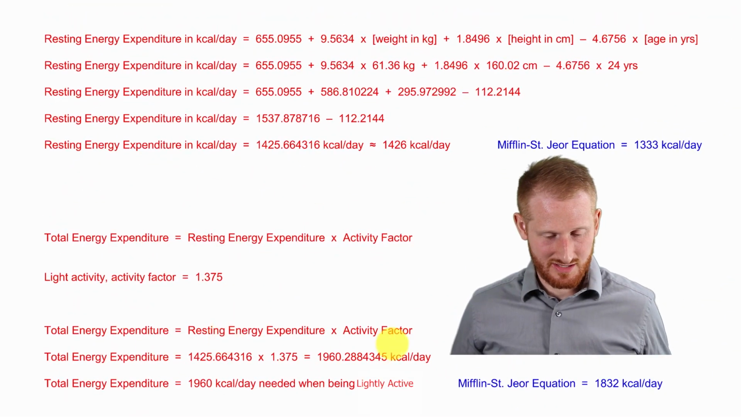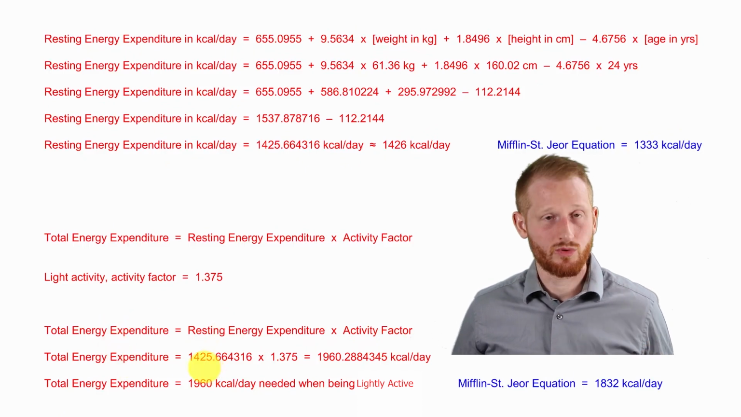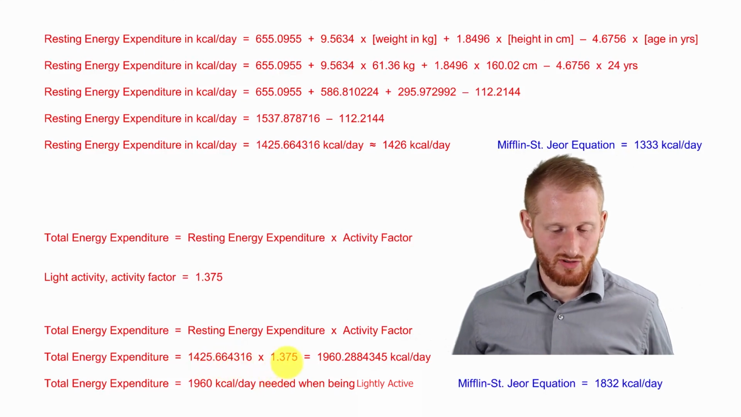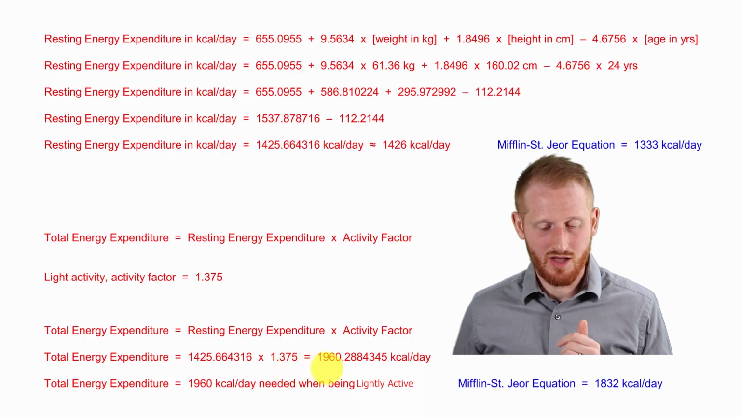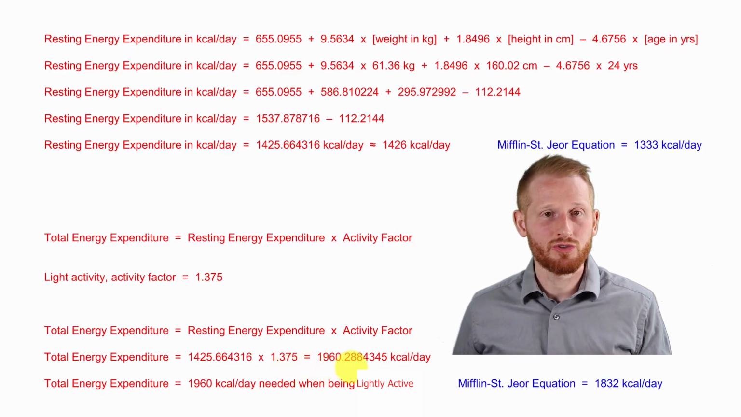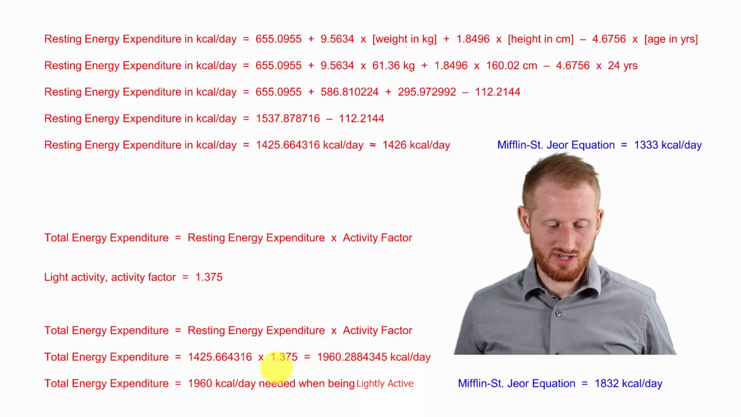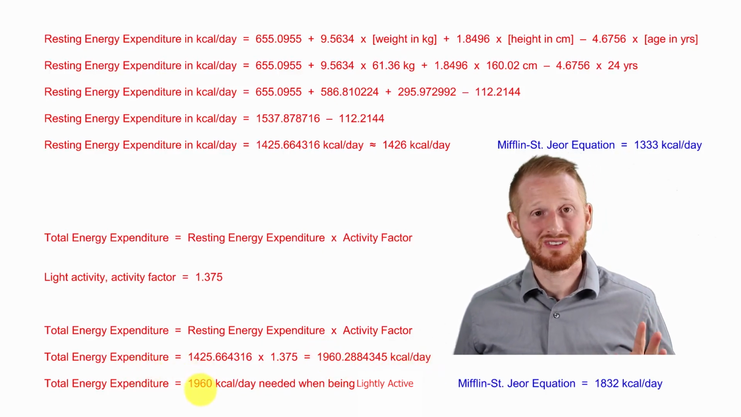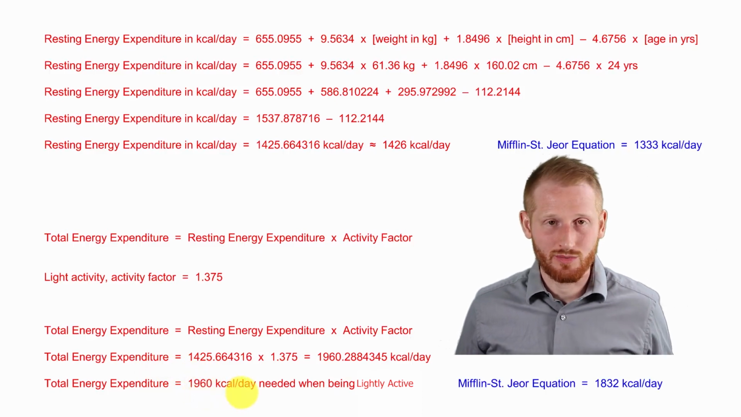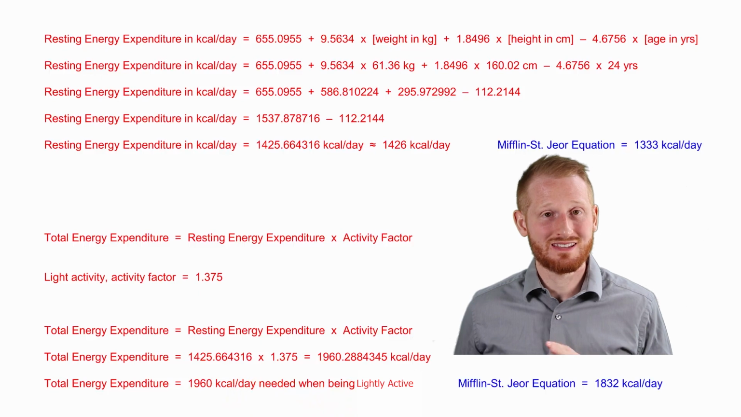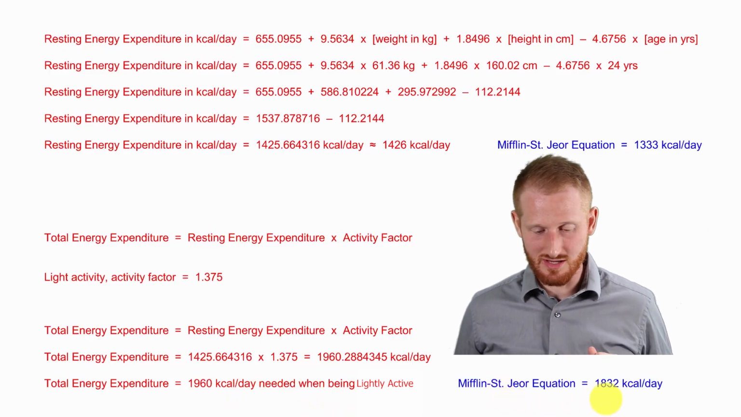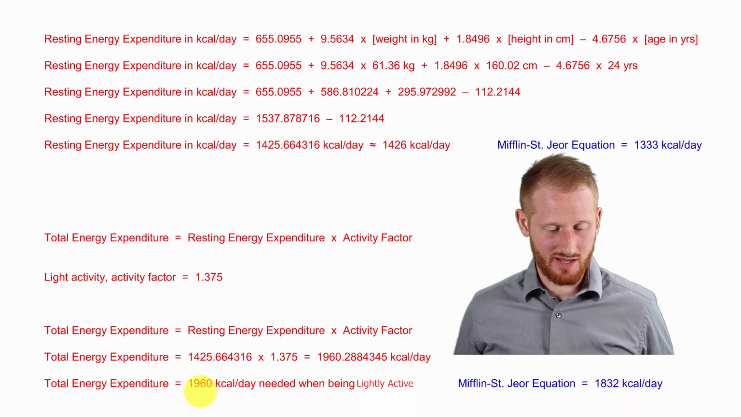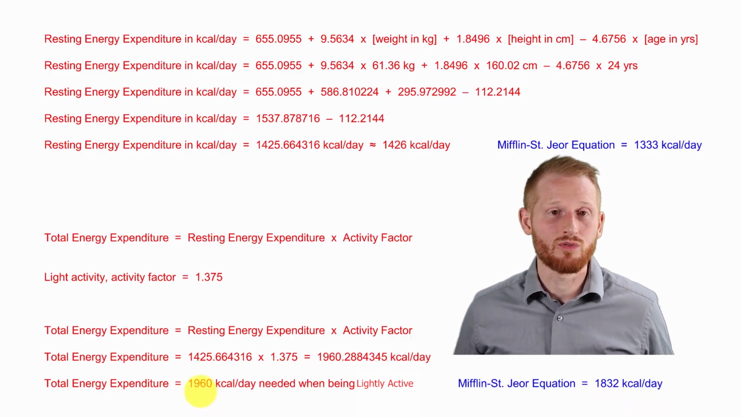So plugging all this together, we have 1,425.6, so on and so on, for the resting energy expenditure, multiply that by the activity factor of 1.375. We get 1,960.2 and a bunch of decimal places kcals per day for total energy expenditure. Rounding that off, we get 1,960 kcals per day of energy expenditure for her to maintain her body mass. This is going to be a little bit different again from the Mifflin-St. Jeor equation, where we got 1,832 kcals per day in place of the 1,960 kcals per day for the Harris Benedict equation.